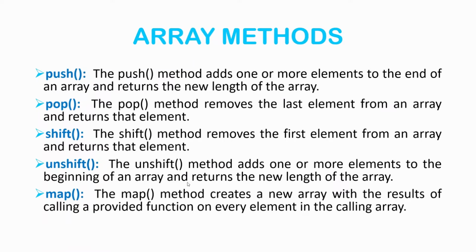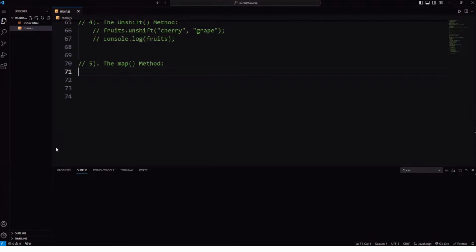So the next on our list is the map method. If you look here, the map method creates a new array with the result of calling a provided function on every element in the calling array. Now, what that simply means is that you can map each item in an array to something else. So we have a given array, right? Let's look at our code. So let's go to our code base.